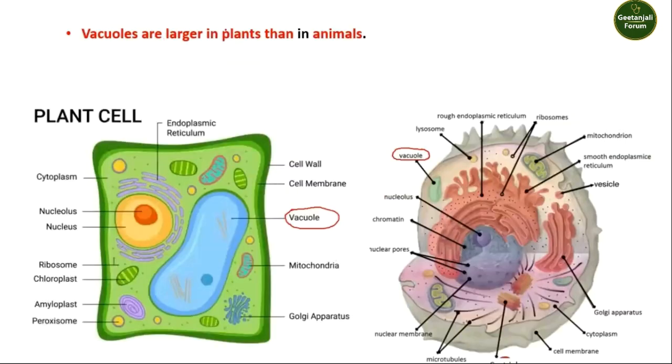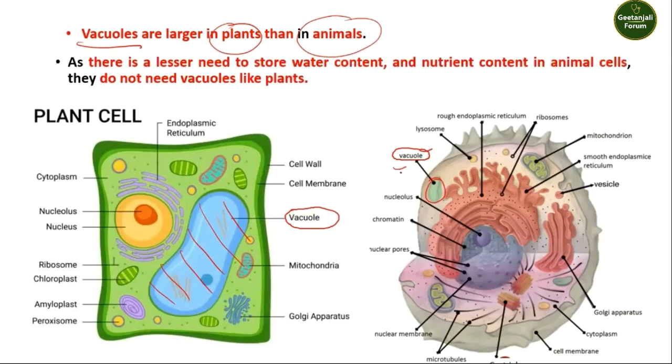Generally, vacuoles are larger in plants. Like here you can see the plant vacuole size is very big, while in animals the vacuole size is smaller. There is a reason why animal cells have smaller vacuoles. Because vacuoles are not that needed in animal cells. Because there is lesser need to store water content in the animal cell, as well as nutrient content storage is not required in animal cells. That's why animal cells do not need vacuoles like plants.